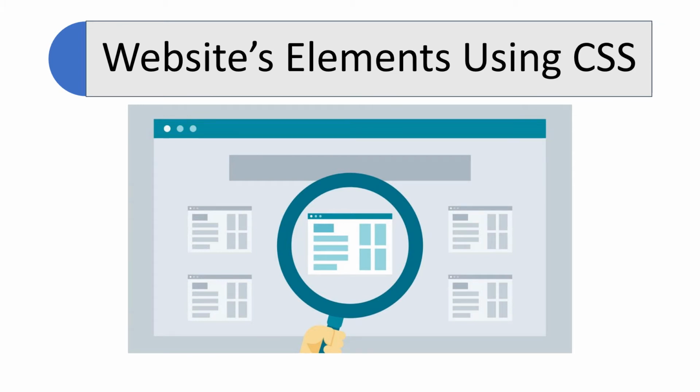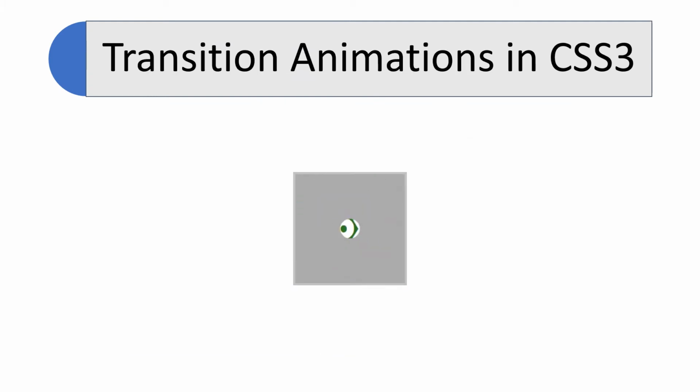Next, you will know about transition animation in CSS3. So here, CSS transitions provide a way to control animation speed when changing CSS properties. Instead of having property changes take effect immediately, you can cause the changes in a property to take place over a period of time.